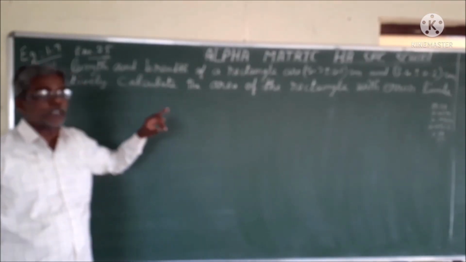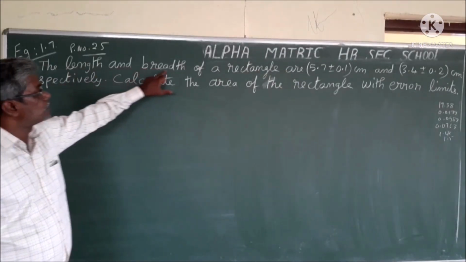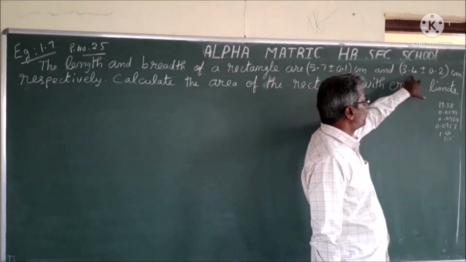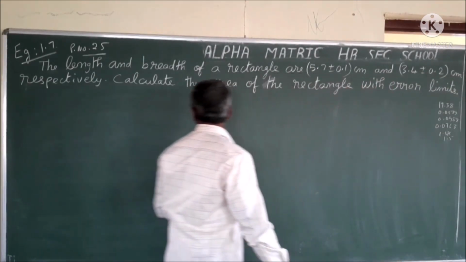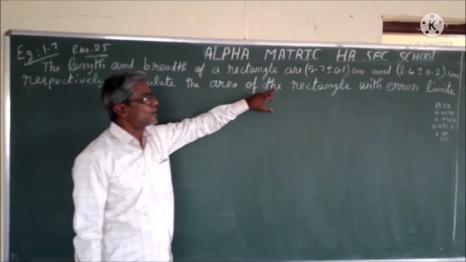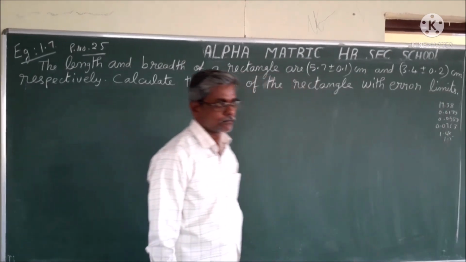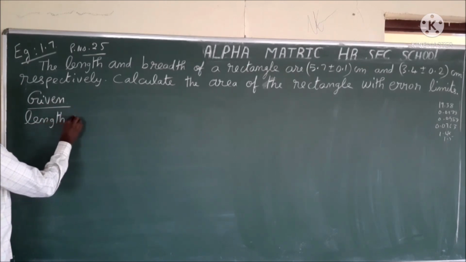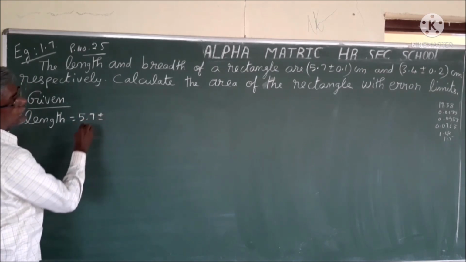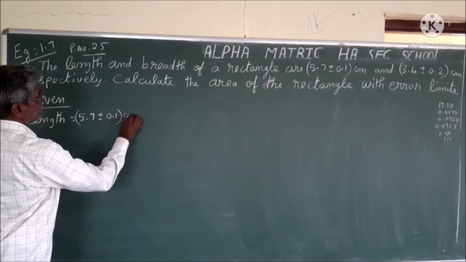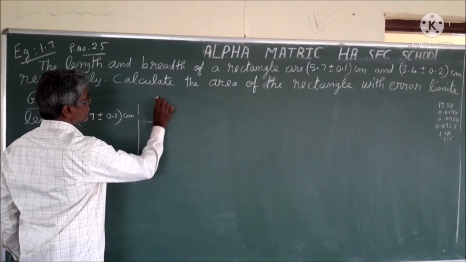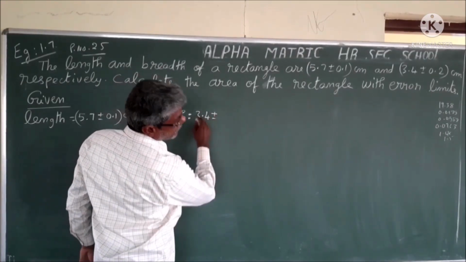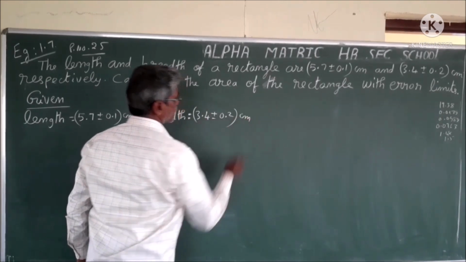So example 1.7, it is on page number 25. The length and breadth of a rectangle are 5.7 plus or minus 0.1 centimeter and 3.4 plus or minus 0.2 centimeter respectively. Calculate the area of the rectangle with error limit. What is given? Length is equal to 5.7 plus or minus 0.1 centimeter. That is given. Breadth is equal to 3.4 plus or minus 0.2 centimeter.